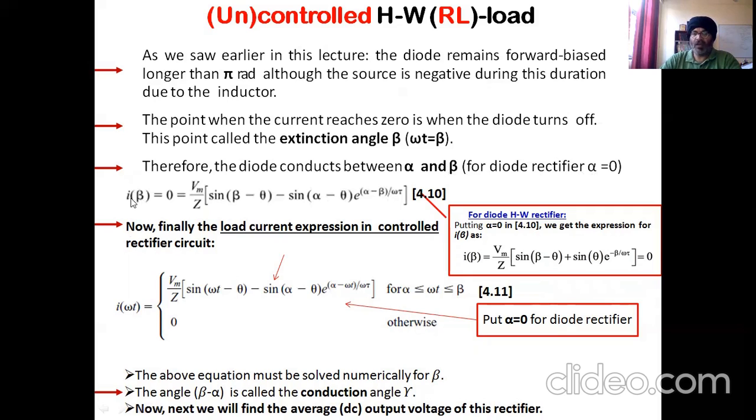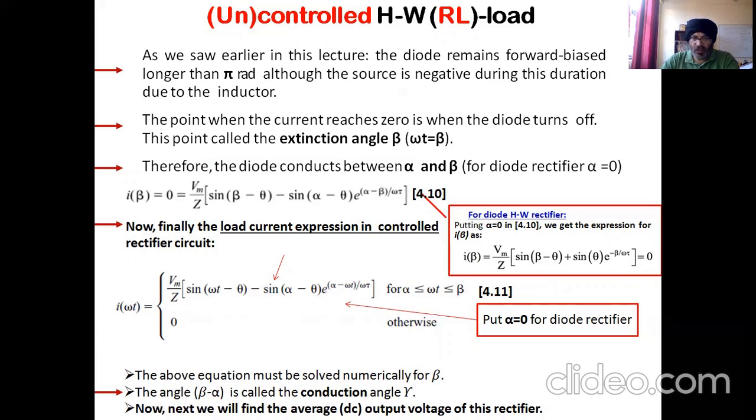So putting omega t equal to beta, at which the current is 0, we can easily find out the value of this current. So now using all these parameters, this is the final response. This is the final response of the half wave rectifier when we have an inductive load. This one. So this expression of current will flow only between alpha and beta.